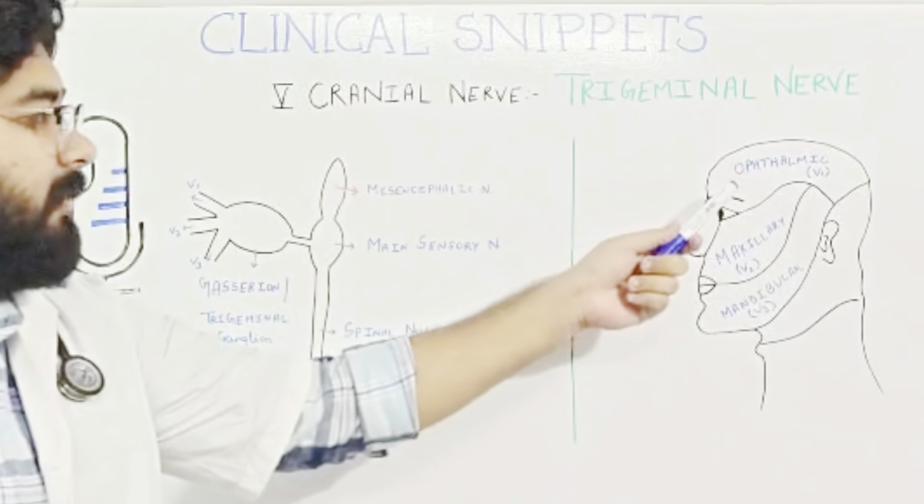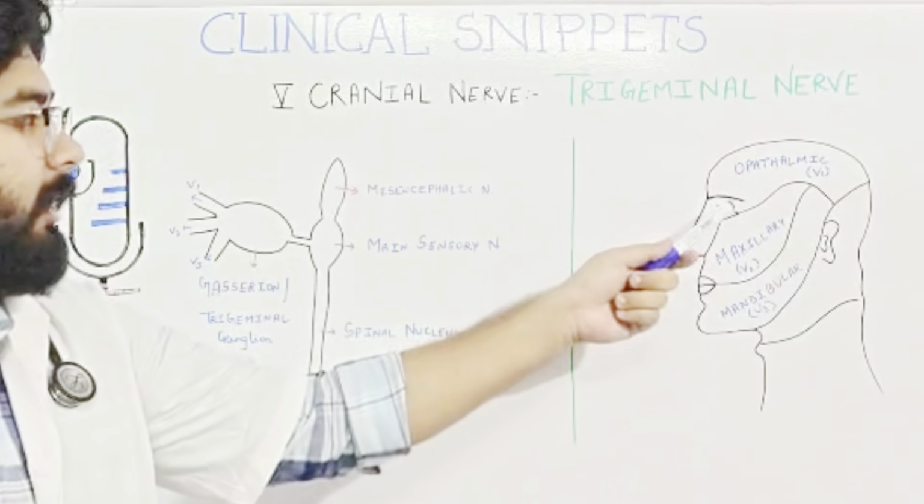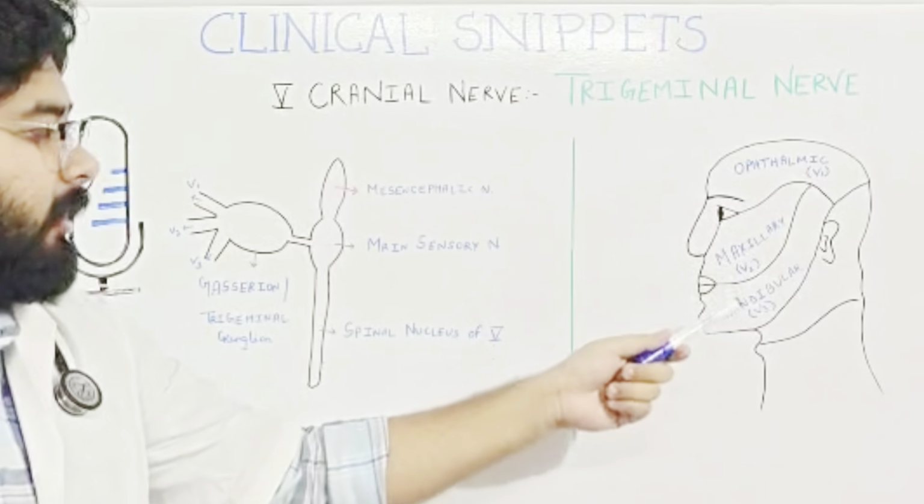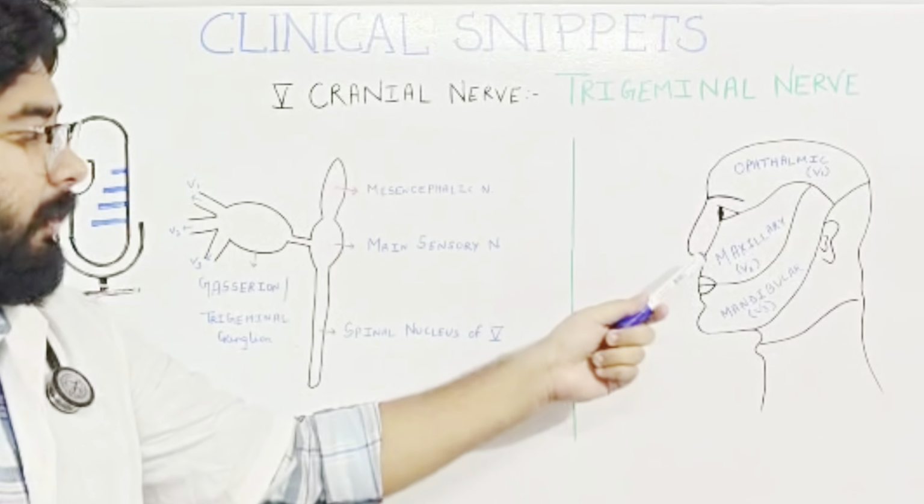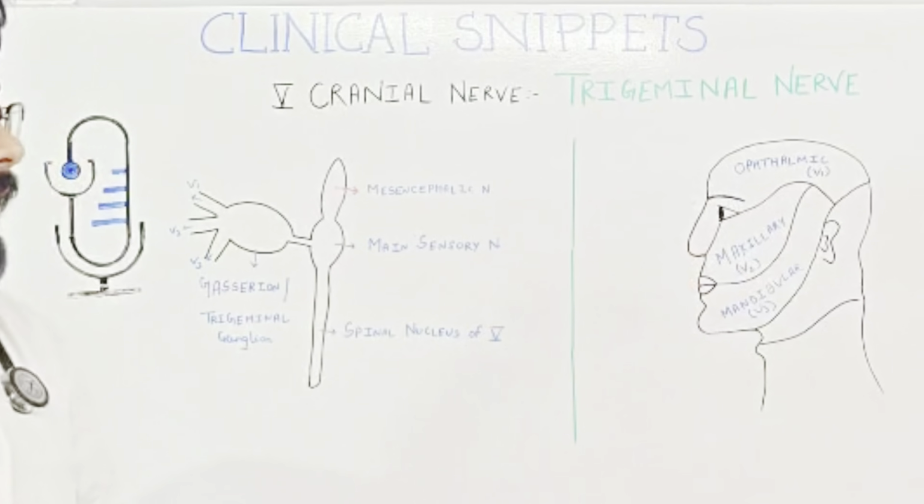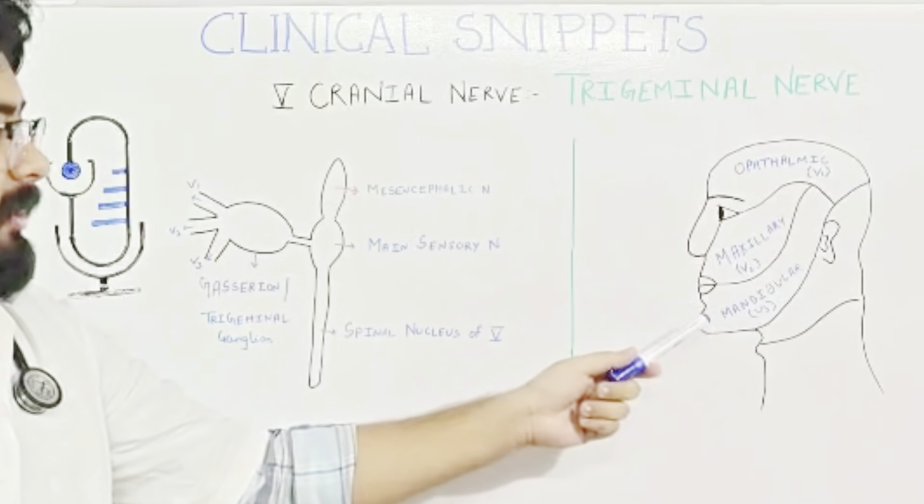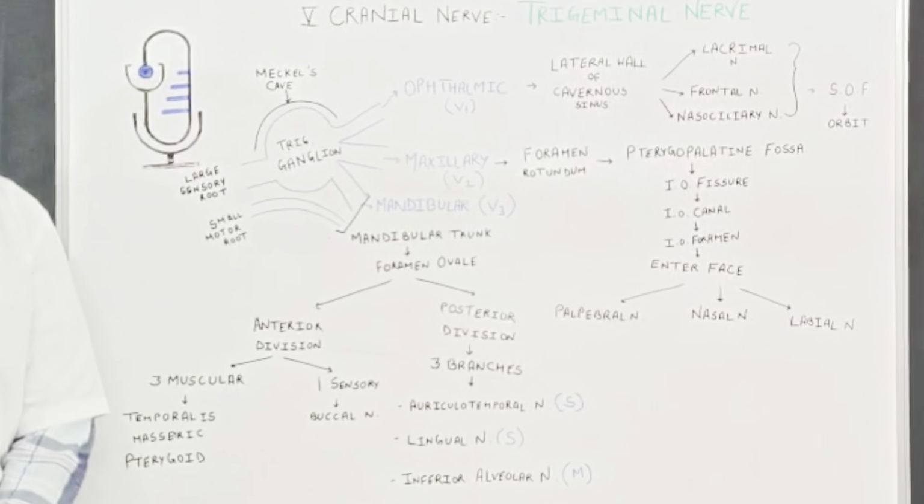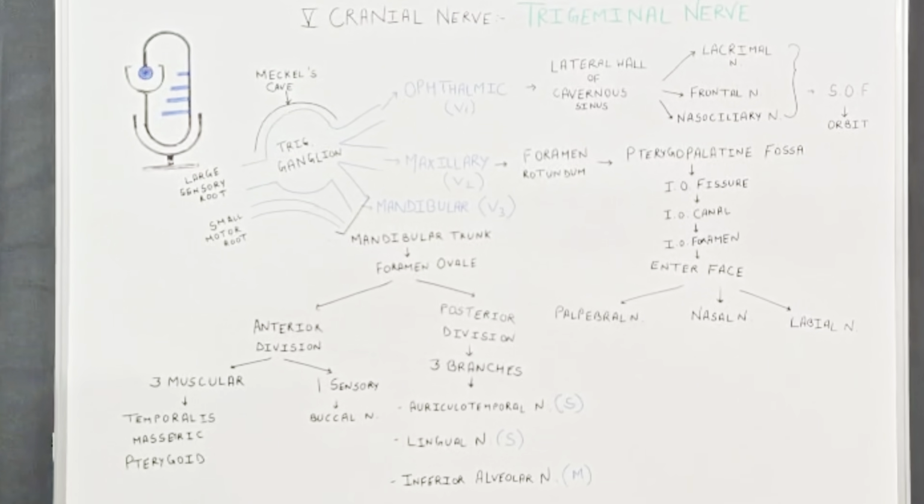The ophthalmic division mainly supplies the upper eyelid, the nose, the cornea, and the lacrimal gland. The maxillary division mainly supplies the lower eyelid, the upper teeth, palate, and the skin over the cheek. And the mandibular division mainly supplies the lower teeth, the skin over the chin, and the temporal region of the scalp.